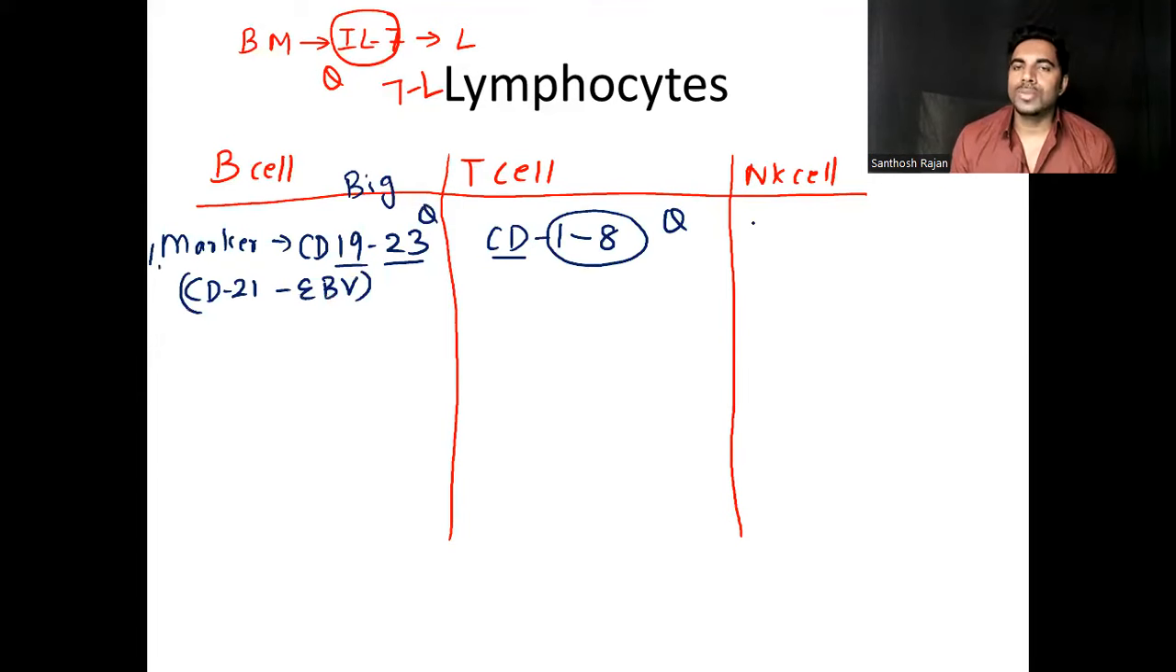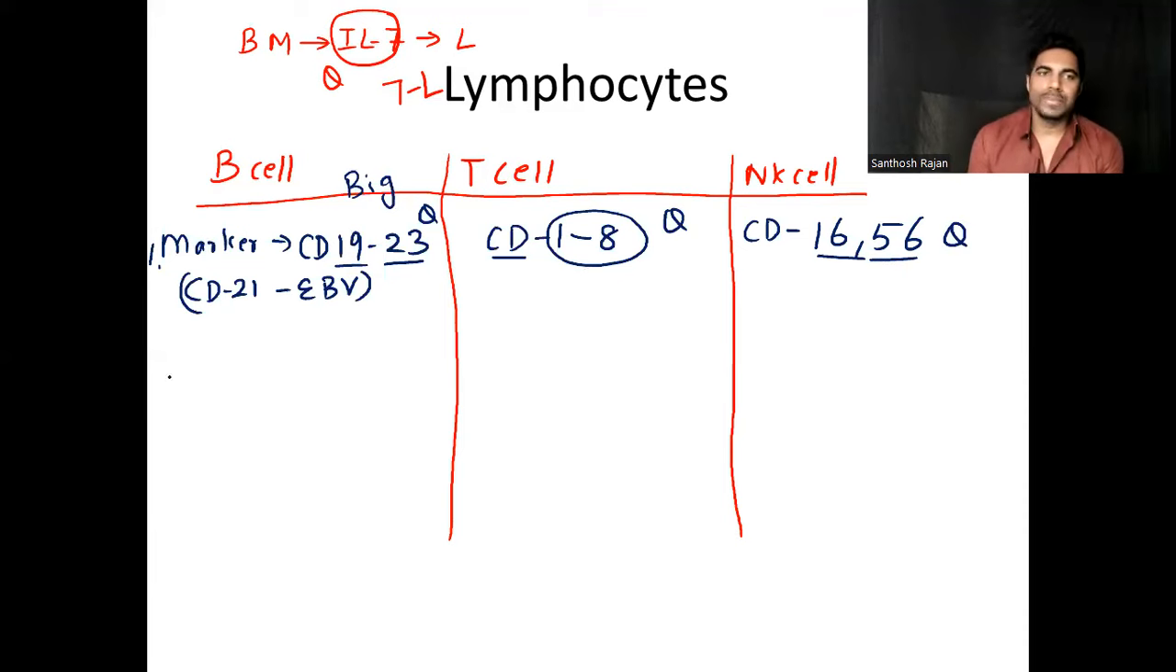And for natural killer, it's a big number. How to remember? Natural killer, 16 and 56. Okay. 1 plus 5 also becomes 6. So 16, 56. This was also a question asked. Okay, natural killer marker. Okay. Now, after marker, next is the receptors.